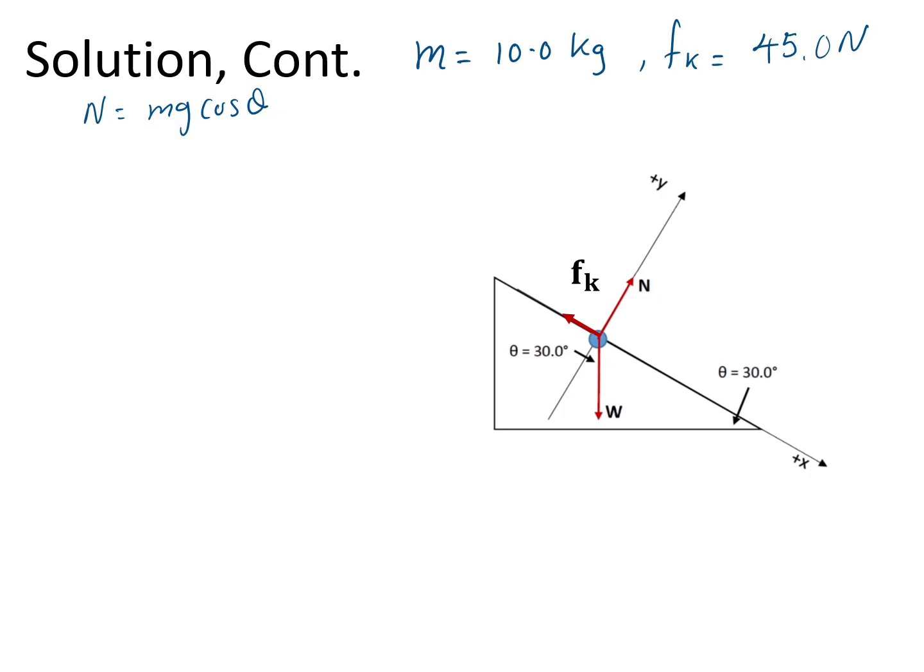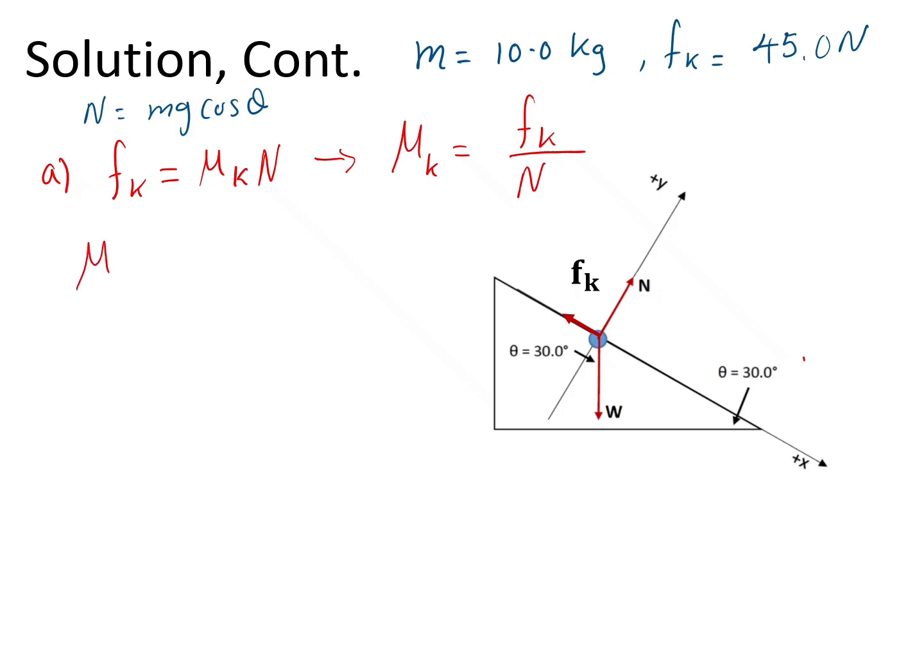For part A, we have to find the coefficient of kinetic friction. For that, we can use this equation. Kinetic frictional force is equal to coefficient of kinetic friction times the normal force. And we can rearrange this equation so we get coefficient of kinetic friction is equal to frictional force divided by the normal force. And then we can substitute the values we found.